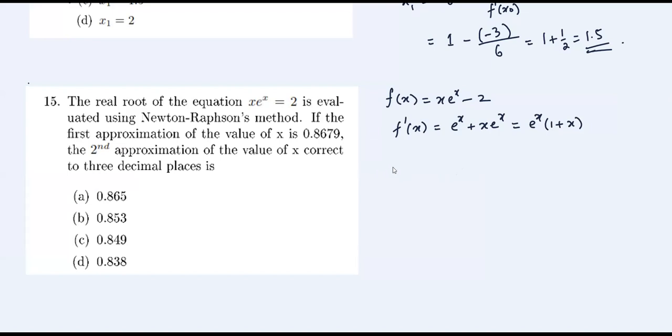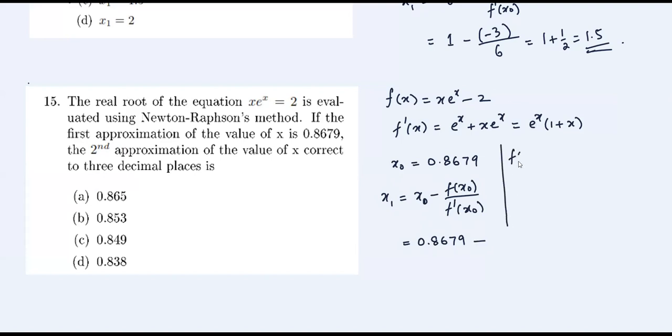Now, the first approximation is x naught. We have taken as 0.8679. So what will be x1? x1 will be x naught minus f of x naught by f dash x naught. So this is what we need to calculate. So 0.8679 minus, let us calculate this one. We have to use a calculator.